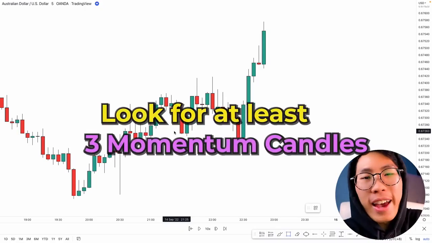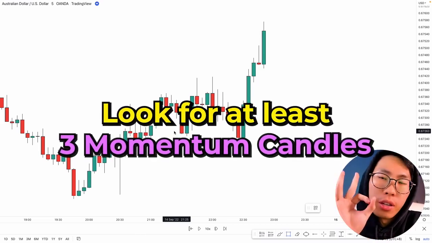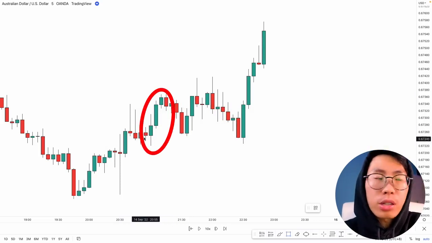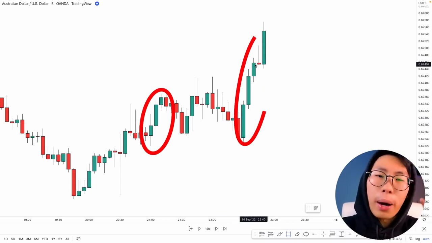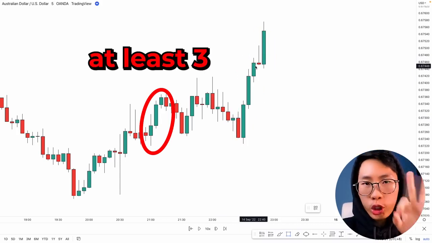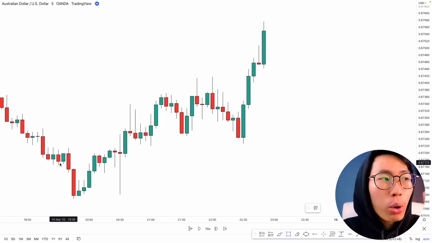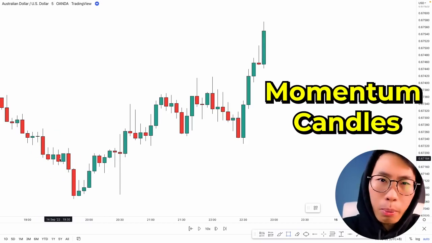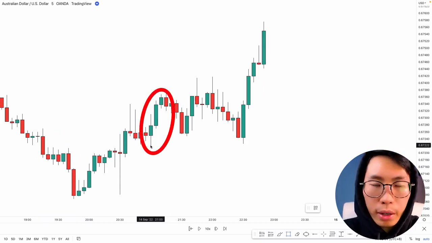The first step is that you want to look for at least 3 momentum candles in a row. So you can see right here we have spotted 3 green momentum candles in a row. It can be more, like it can be 4 or 5 green candles in a row, but the minimum is at least 3 momentum candles in a row. Remember, you do not want to see tiny small little candlesticks just like this. You want momentum candles, the big boys. So in this example, I will just use these 3 green momentum candles right here.